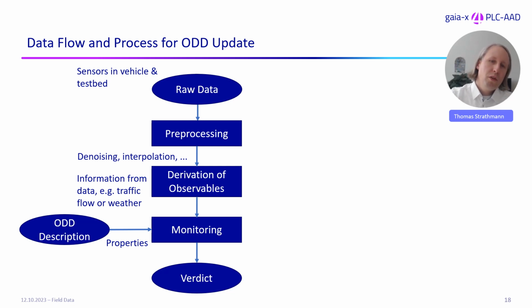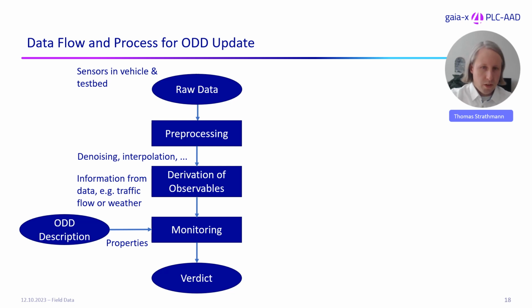Before extracting useful information from the data that was gathered using sensors in the vehicle and infrastructure in a test bed, it first needs to be pre-processed by removing noise or interpolating missing data, for instance. Subsequently, observables used in constraints of the ODD description, like traffic flow or weather conditions, are extracted from this pre-processed data. The information gathered by this is fed into a monitor that decides whether a given property of the ODD is satisfied.